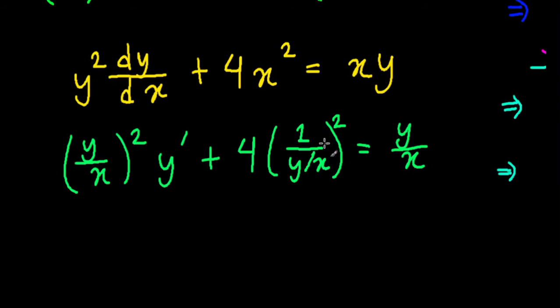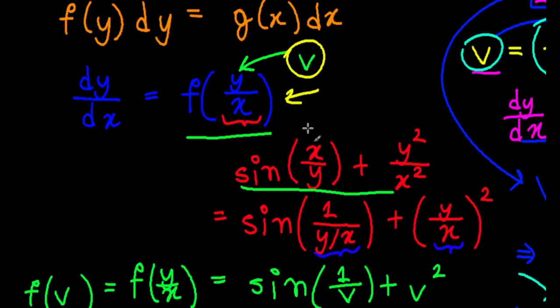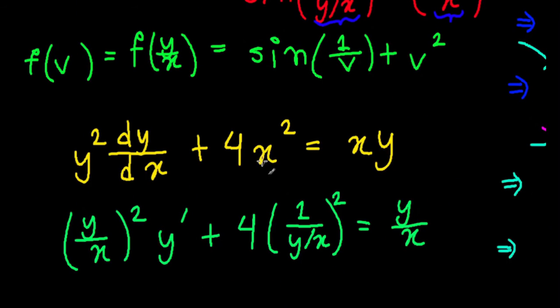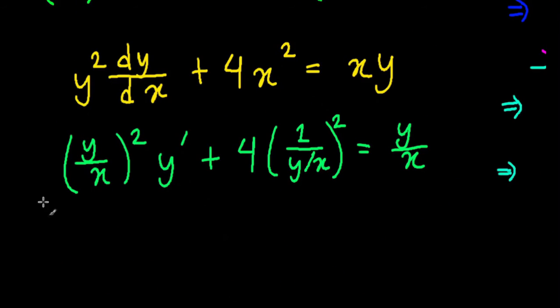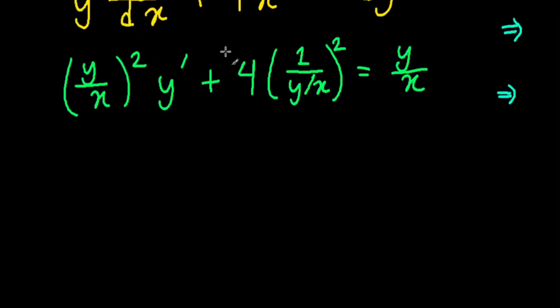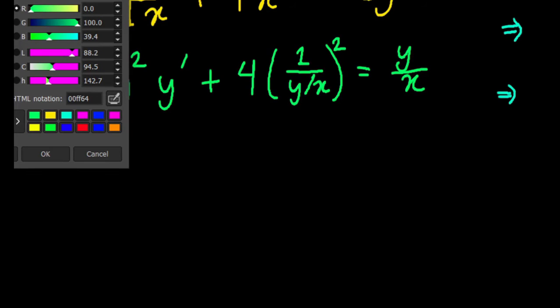And now it's pretty apparent that even without having expressed dy by dx explicitly, like just having this on one side, all the terms are in fact dependent on or functions of y by x. So this is our first order homogeneous differential equation. Okay, but sometimes this isn't apparent, so we definitely need some foolproof method.